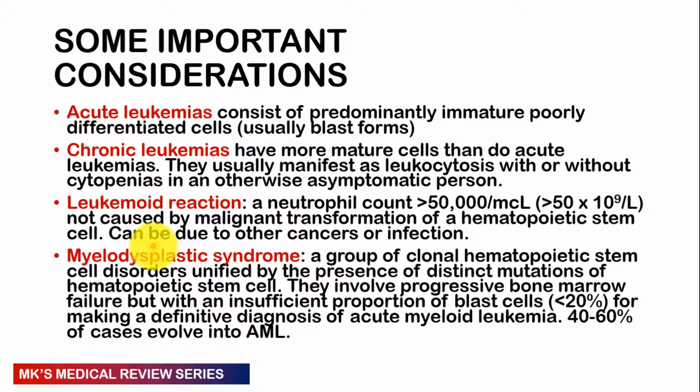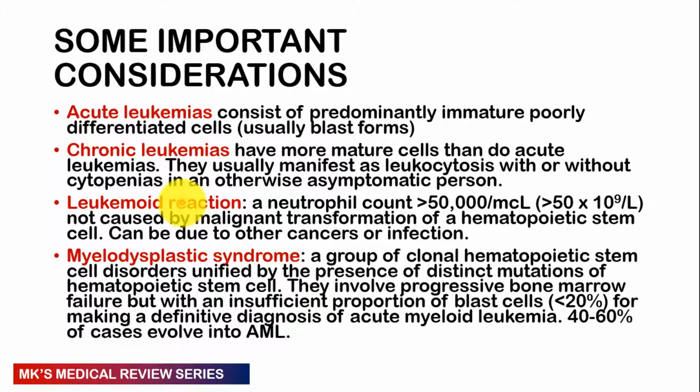So there are some important considerations that I want you to take note of before we actually continue with the lecture. Remember that in acute leukemias, they're going to be predominantly these immature poorly differentiated cells. These are known as blast cells. Whilst in chronic leukemias, the cells are actually much more mature than they look in acute leukemias, and they're going to manifest as leukocytosis, so a high white blood cell count with or without cytopenias or drop in other cell lineages, but a large majority of people may be asymptomatic. In acute leukemias, they will have symptoms. You can have chronic leukemias with an acute type of presentation. We will cover that when we look at the chronic leukemias.